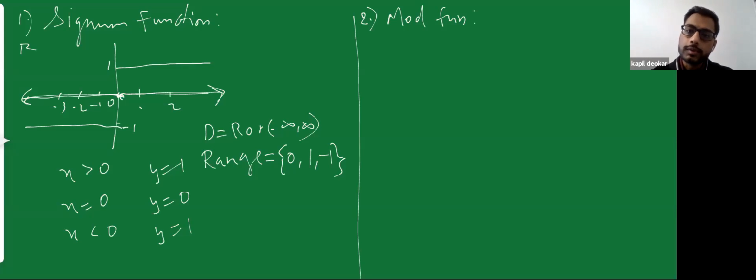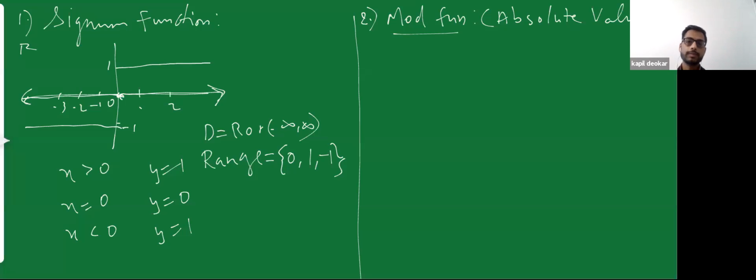Mod function is also known as absolute value functions. Now everyone is familiar with mod functions. In school, we have seen some questions where if there was mod of 3, then we wrote mod of 3 as 3. And if there was mod of minus 5, we wrote the answer of mod of minus 5 as 5. So what mod function basically did was it eliminated the minus sign.